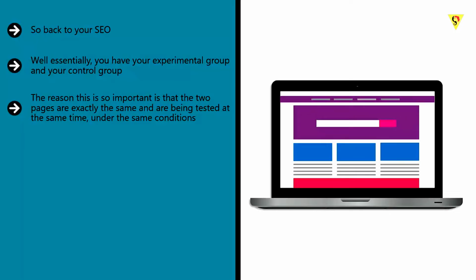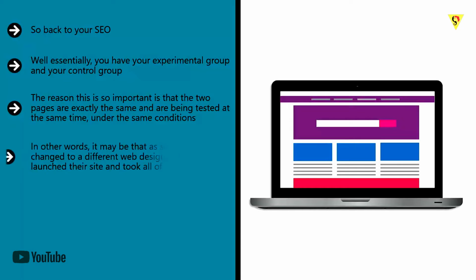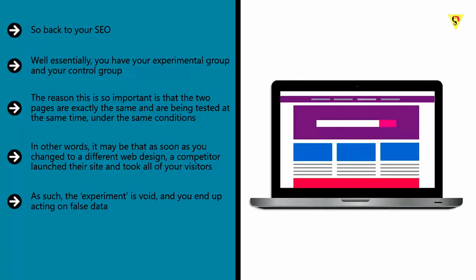If you changed a page only for a short time and then changed it back, you wouldn't be able to account for confounding variables such as naturally peaking and waning interest, or such as global events that might impact on internet usage habits. In other words, it may be that as soon as you change to a different web design, a competitor launched their site and took all of your visitors. The drop in traffic had nothing to do with your new web design, but you might not know this. As such, the experiment is void and you end up acting on false data.